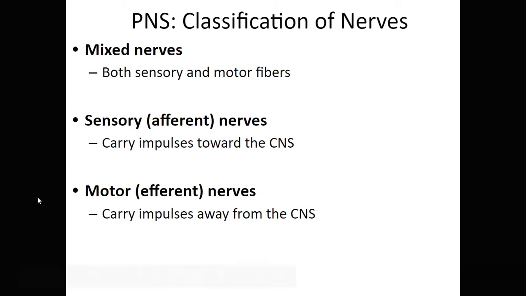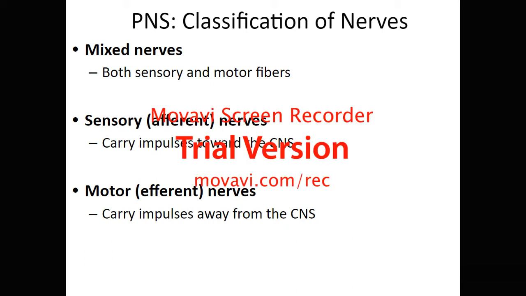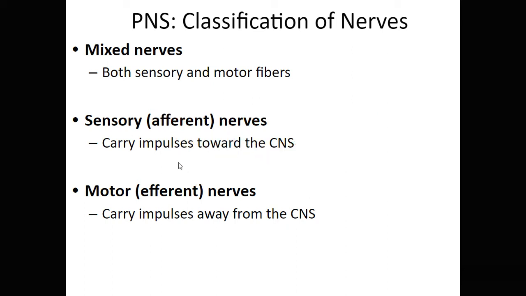All right, so classification of nerves. You could have mixed nerves that contain both sensory and motor fibers. You can have only sensory nerves, and notice that term afferent. Those carry impulses toward the central nervous system. And then you can have motor nerves, efferent. They carry impulses away from the central nervous system to a muscle or gland.